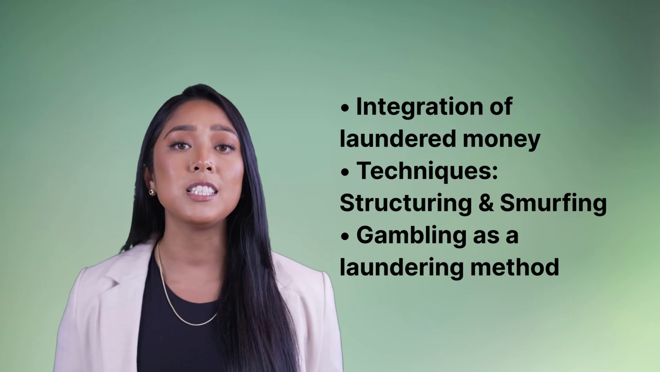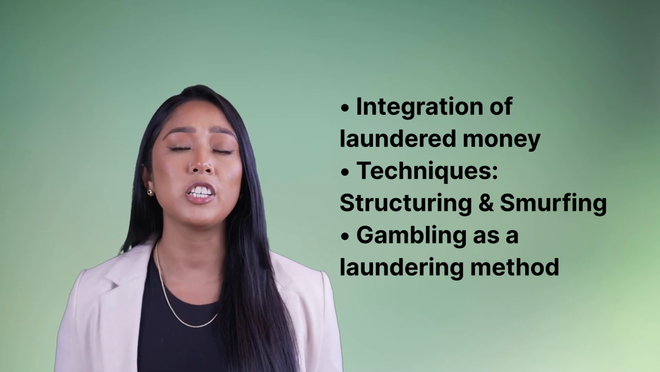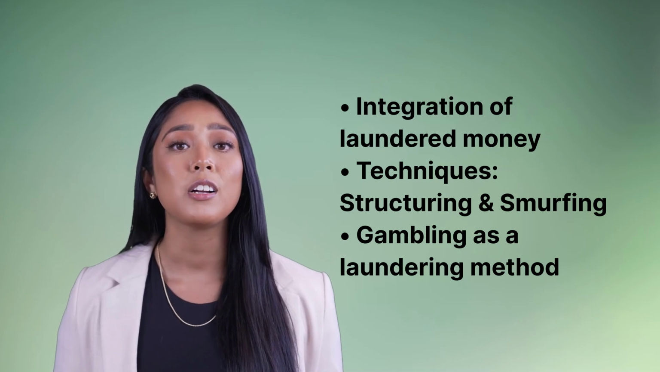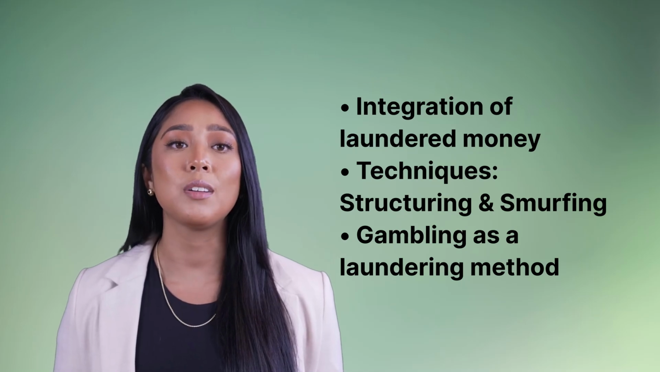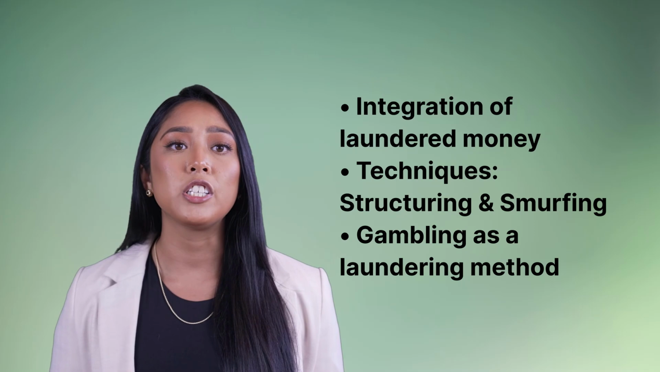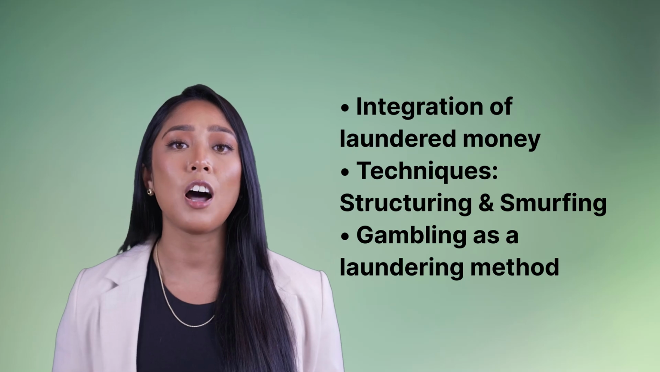The final stage, integration, is the reintroduction of the laundered money into the legitimate economy. By this point, the funds appear clean and can be invested in legitimate ventures or used to purchase luxury items. Craig could invest his money in legal businesses, such as bars or restaurants, blending his illicit earnings with legitimate revenue. This phase often makes the money indistinguishable from legal income, making it difficult for law enforcement to detect.